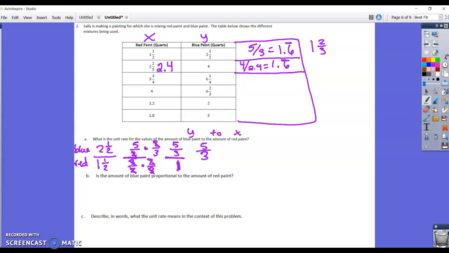Okay, so our next one, 3 3/4. So 3 is the whole number. 3 divided by 4 is 0.75. So we're getting practice with changing fractions to decimals. And then 6 1/4 is 6.25.